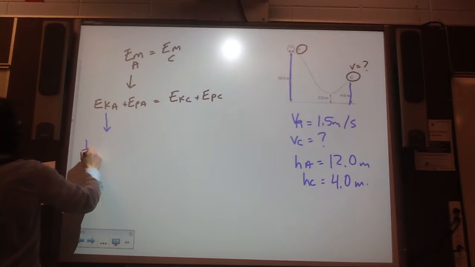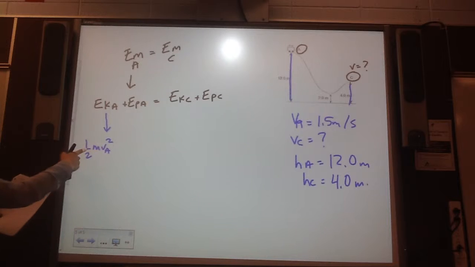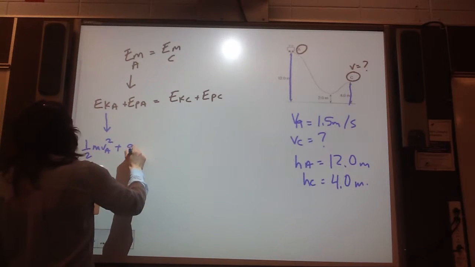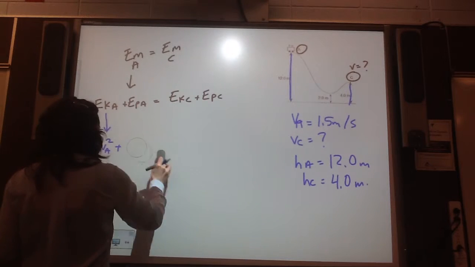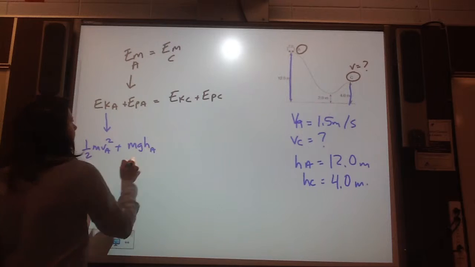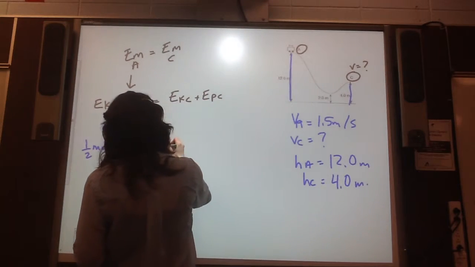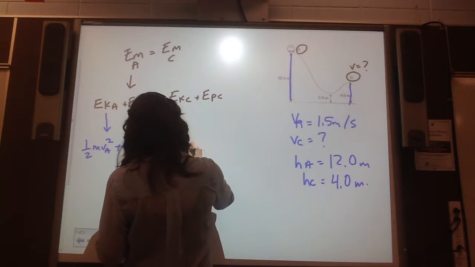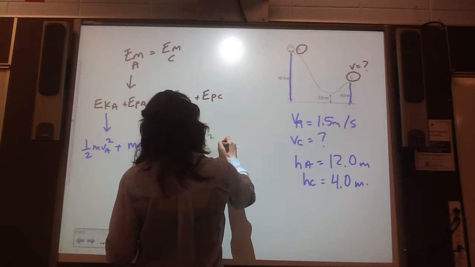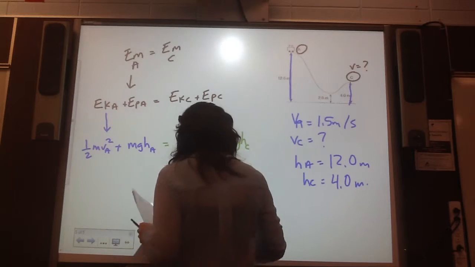So we have half mv squared, and I'm going to put VA just to make sure that I am being specific, plus m times g times HA is equal to half times m times VC squared plus m times g times HC.